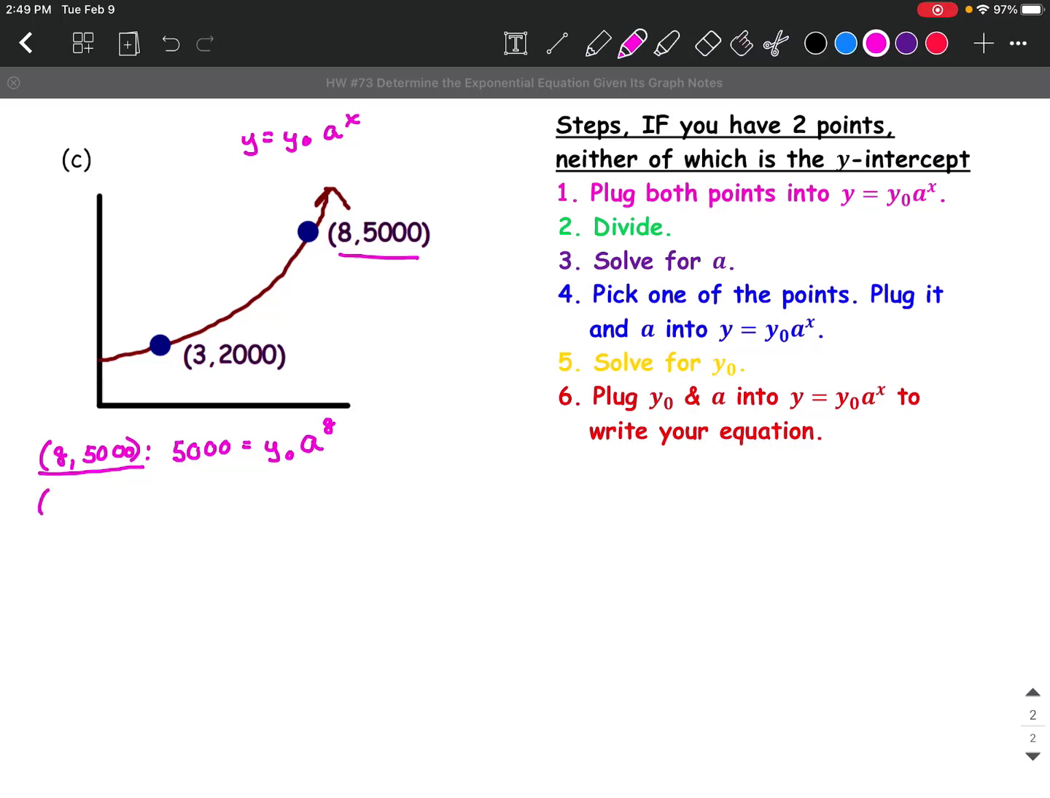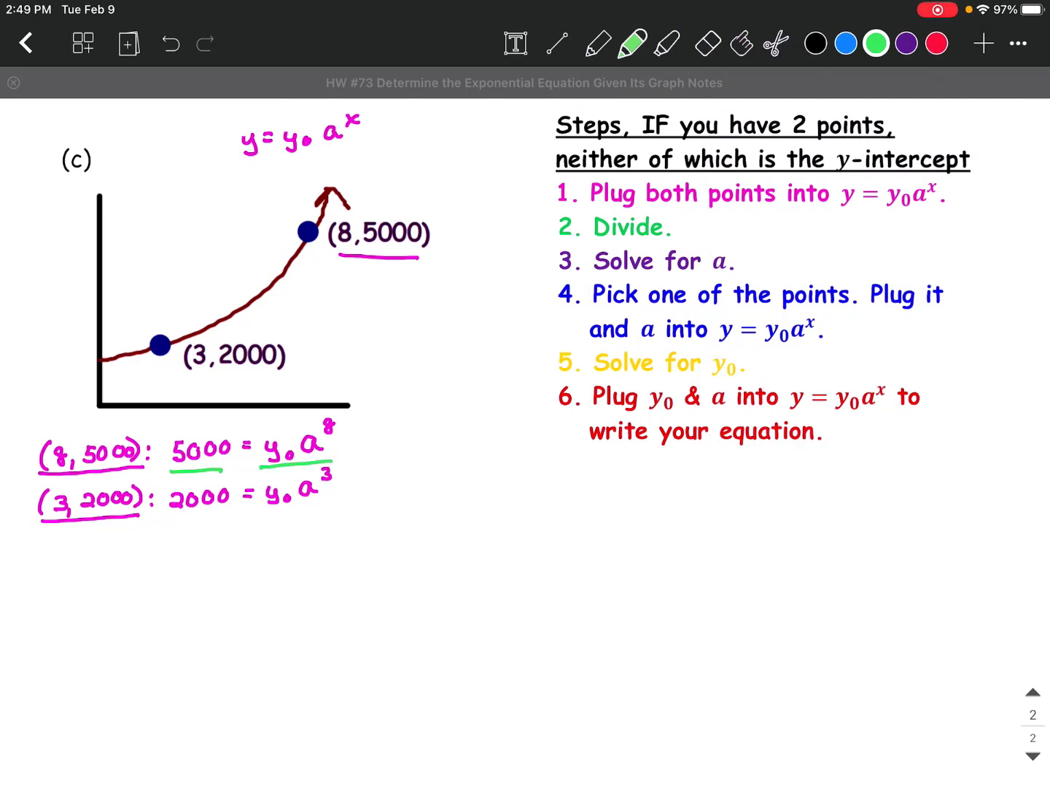Now I'm going to take the second point, which is 2,000. And I'm going to plug that in. 2,000 goes in for y. I don't know y naught. I don't know a. But 3 goes in for x. Okay, so now we need to remember that exponentials have common ratios. So what we can do is we can divide these two equations.